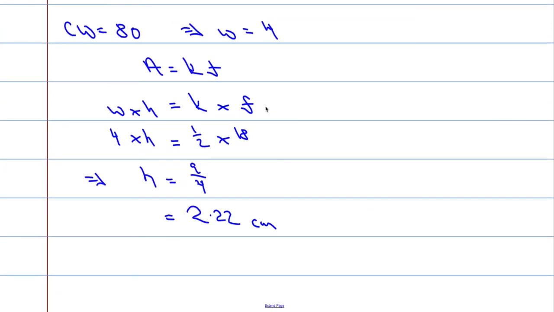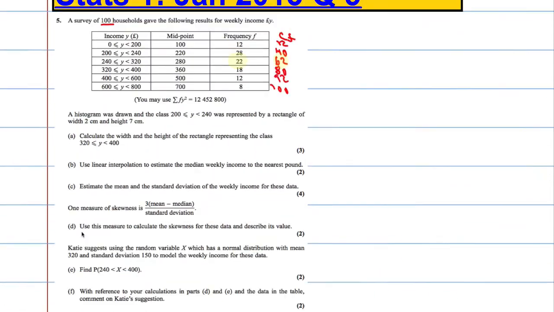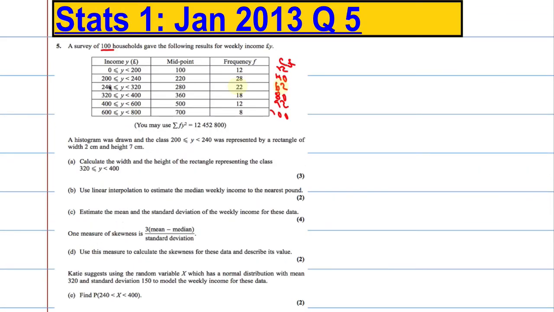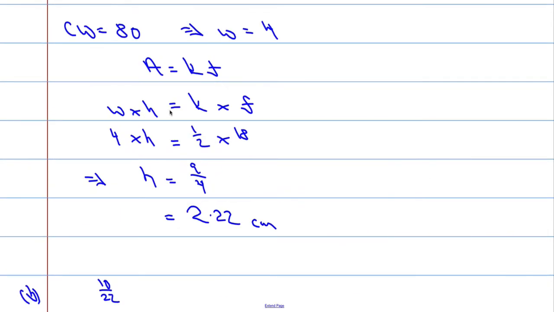So let's go down. Part B. I'm going to need 10 out of the 22 people. Now, what's the width of the bar? The width of this section, 10 out of 22. The width is from 240 to 320, which is 60, 70, 80. It's going to be 80.